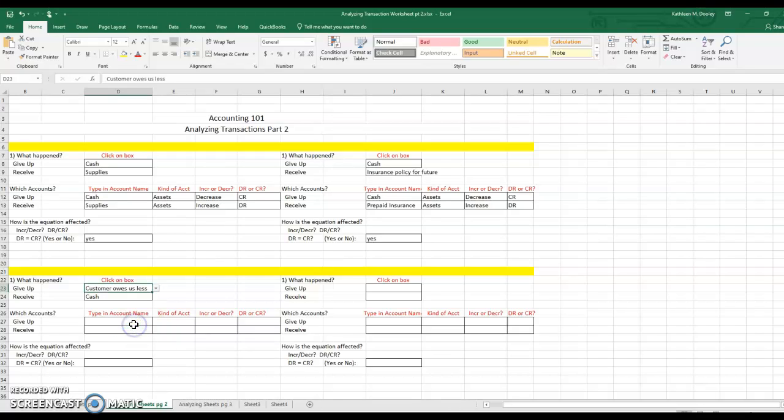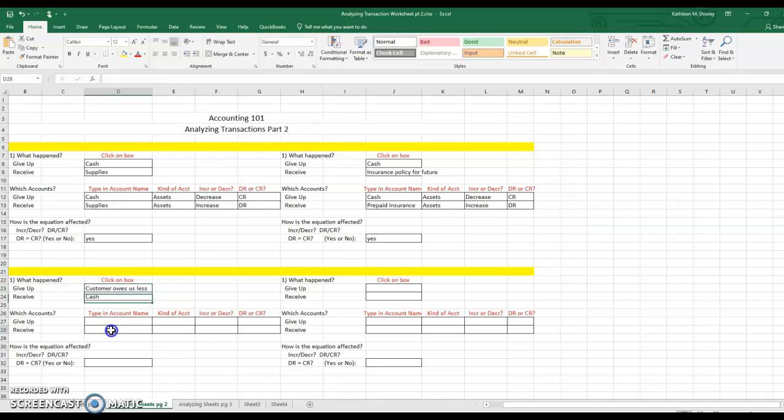Customers owe us less. In other words, we used to have $600 in the customer's pocket, but it was legally our $600, and we had $0 in our pocket. Now we have $570 in our pocket. We received that $570 in cash, but we have less in the customer's pocket.